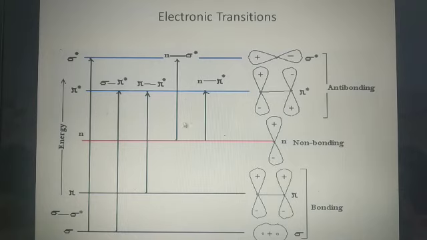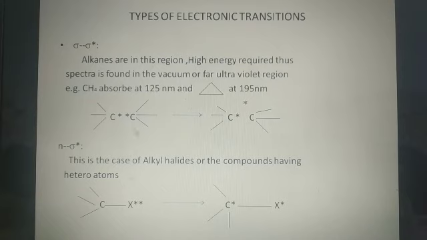Whenever we say less energy, it means a longer wavelength. Whenever we say more energy is required, it means a shorter wavelength. So sigma to sigma star is 125 nanometer for methane. In case of a heteroatom, chlorine, fluorine, bromine, we require less energy for the excitation.